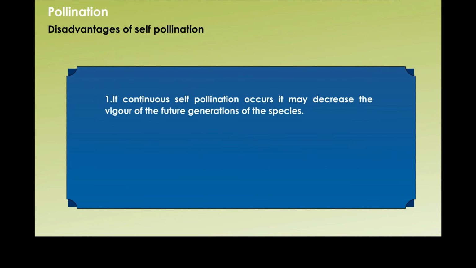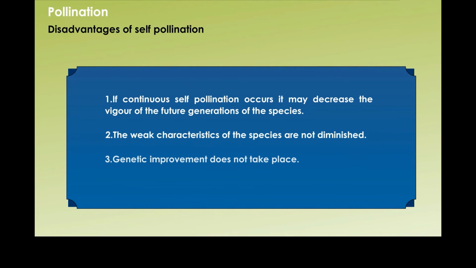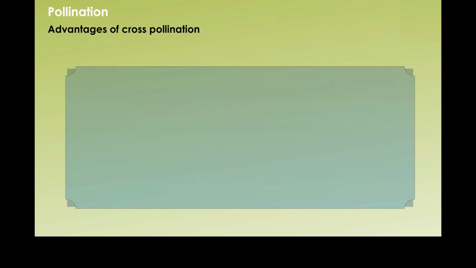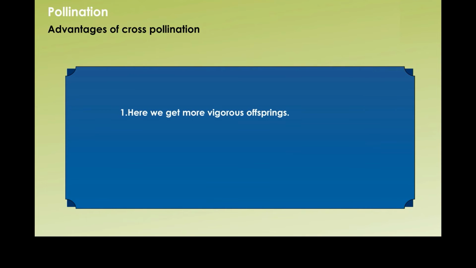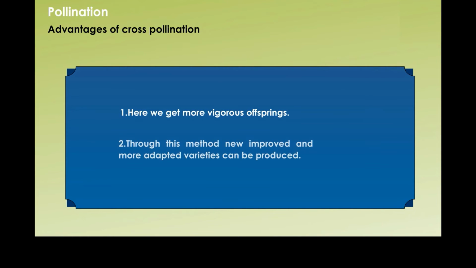Disadvantages of self-pollination. If continuous self-pollination occurs, it may decrease the vigor of the future generations of the species. The weak characteristics of the species are not diminished. Genetic improvement does not take place. Advantages of cross-pollination. Here we get more vigorous offsprings. Through this method, new, improved and more adapted varieties can be produced.